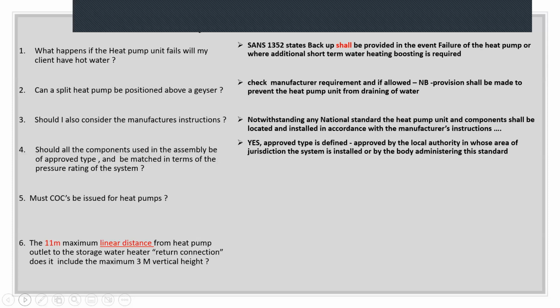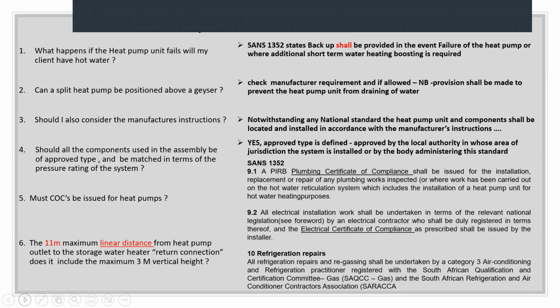Next question we get is, must COCs be issued for the heat pumps? I've copied a section from the standard, and the answer is yes. A plumbing certificate of compliance shall be issued for the installation, replacement, or repair of any plumbing works inspected, or where work has been carried out on a hot water reticulation system, which includes the installation of a heat pump unit for hot water heating purposes. They also need an electrical installation certificate. As you can see, 9.2 says you need an electrical certificate of compliance.